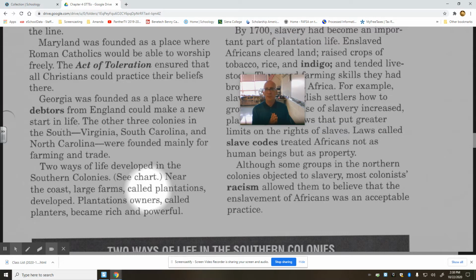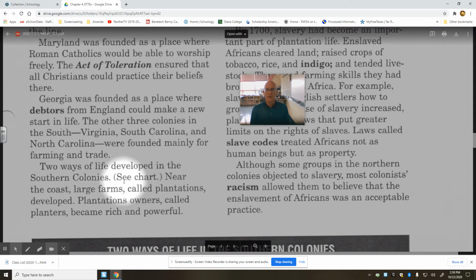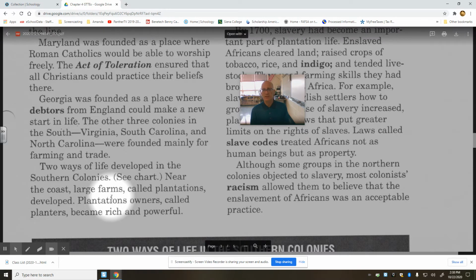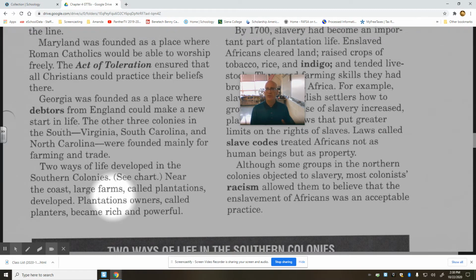These 2 ways of life would continue in our nation until 1865, when the Civil War ended and the institution of slavery was abolished. But for now, 2 ways of life developed in the southern colonies, and we'll look at the chart in a moment. Near the coast, large farms called plantations developed. Plantation owners, who were called planters, became very rich and very powerful, largely on the backs of slave laborers.